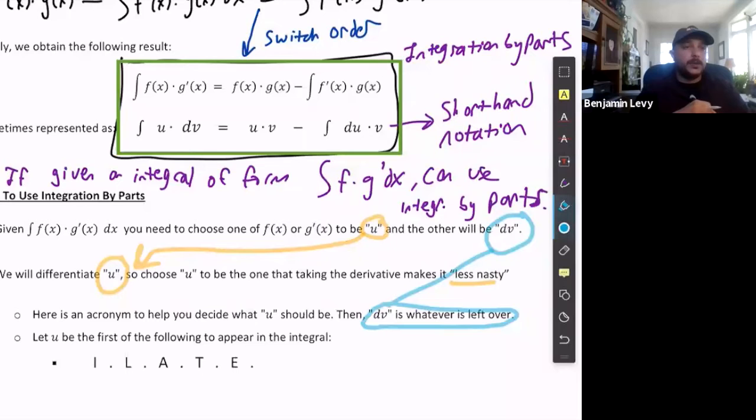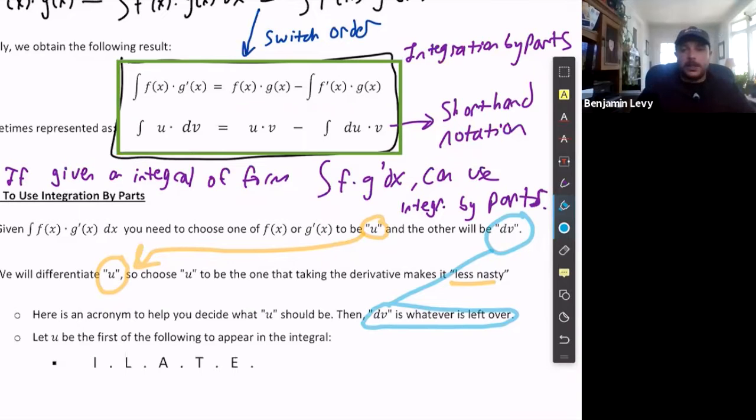Okay, and again, the thing we choose for u, it means when we take the derivative, we want it to get simpler, right? So like e to the x, for example, doesn't change when we take the derivative. So that's usually not a good choice for u. Same thing with trig functions, right? They just become other trig functions. So that's not a good choice for u.